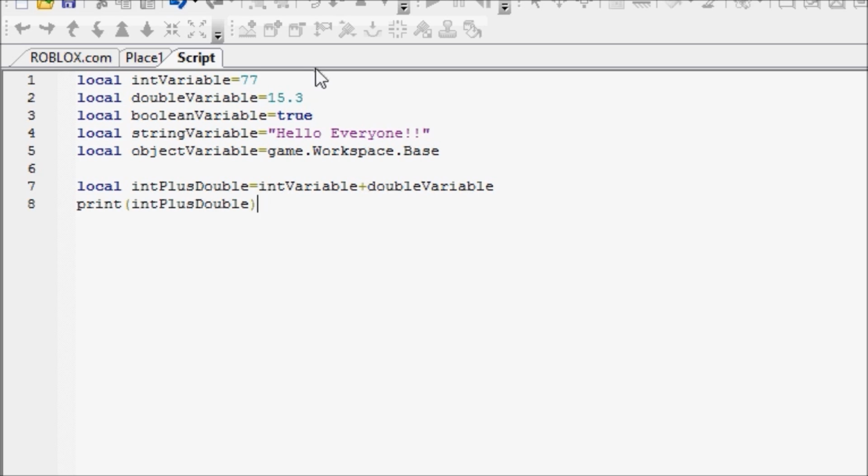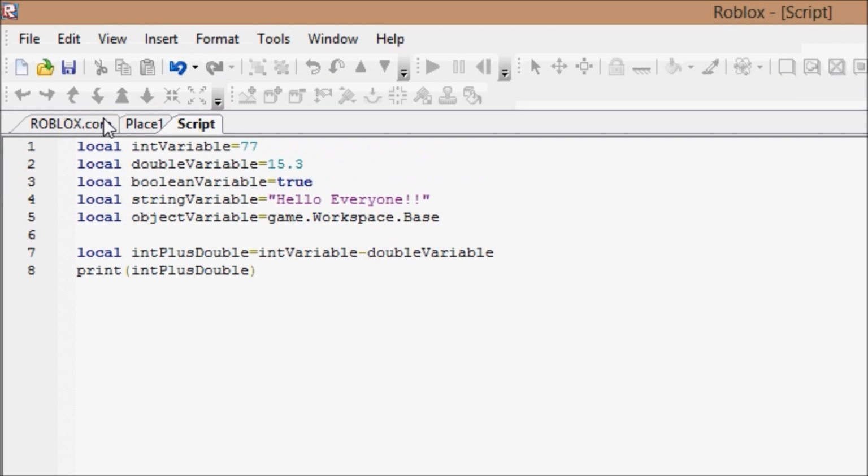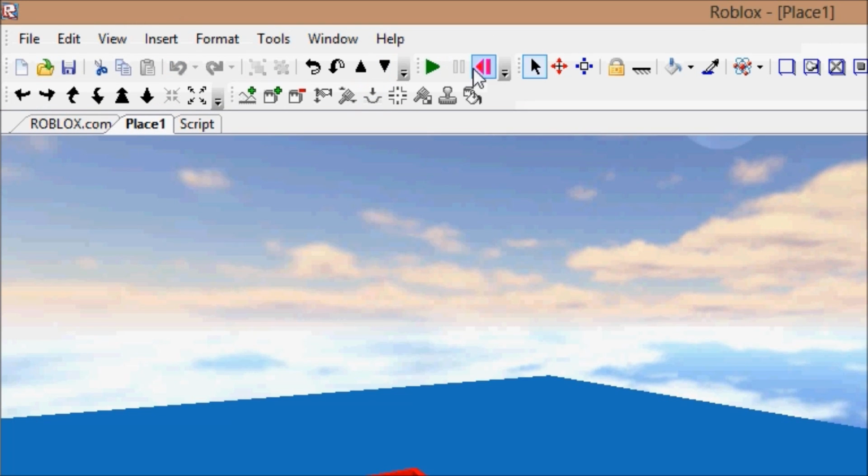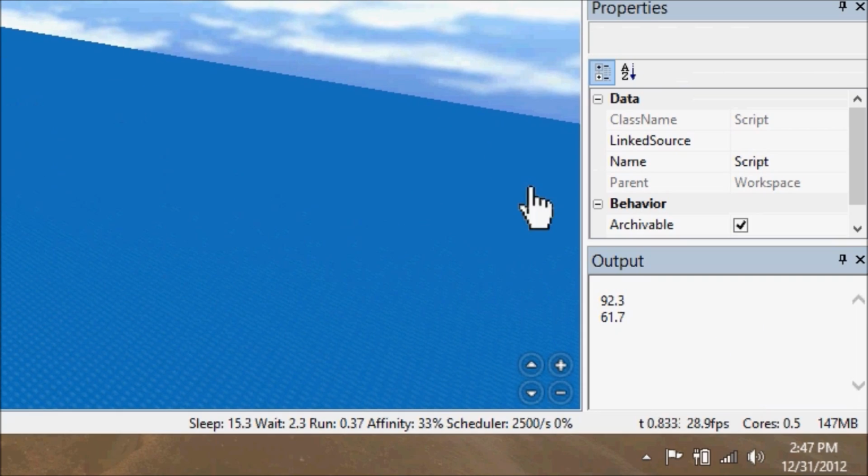Now, we did that, but what if we wanted to subtract the double variable? Oh, shoot, shouldn't delete that. Well, just subtract it. And this should come out as 61.7. So now we pause, reset, play, and we get 61.7.